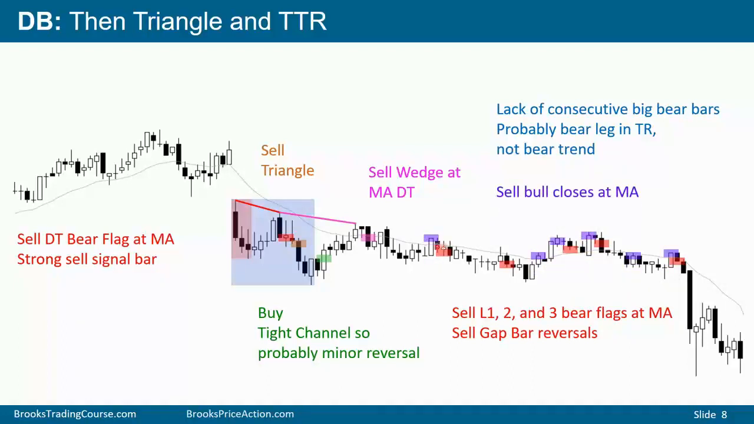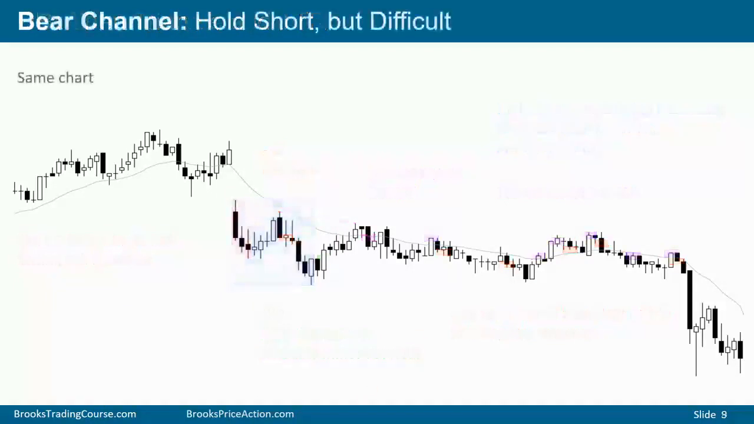The bears are betting that every reversal up will fail, so every time there's a bull close near the moving average, they'll sell the close here, they'll sell more here, they'll sell more here, betting against the bull reversal. This is the same chart.